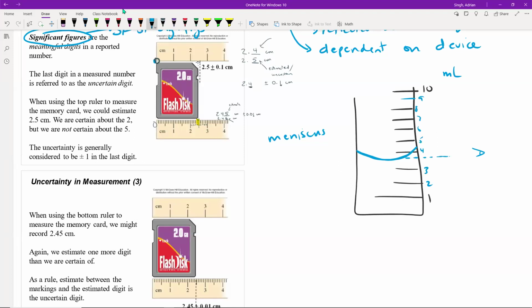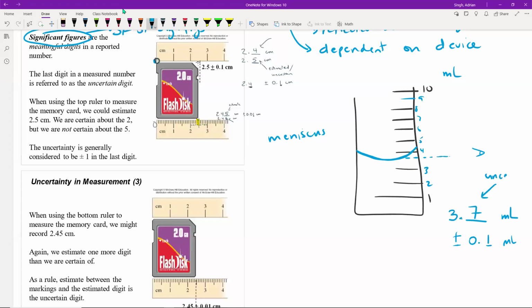So using this particular device, we can now say that this volume is more than 3, but it's less than 4 mils or milliliters. So we know that it is 3 point something milliliters, right? And we can estimate now how much between 3 and 4 it is. I think it's maybe about 7/10 of the way up. So that's my uncertainty, that last digit. So we can say plus or minus 10th place, or plus or minus 0.1 milliliter.